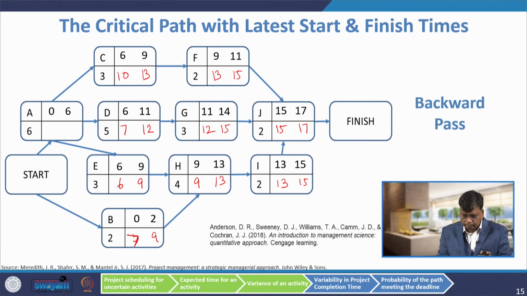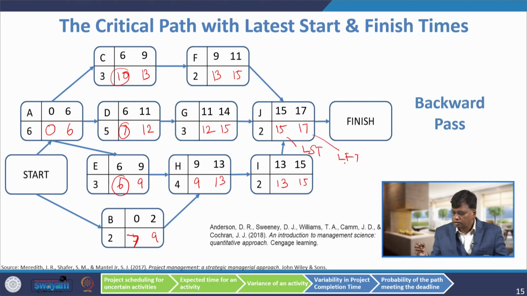Now, for activity A, there are 3 possibilities there, 10, 7, 6. So, the backward pass algorithm says that we have to take the lowest value, which is 6. So, 6 minus 6, 0. So, what it represents, for example, when I say 15, the 15 is latest start time, 17 is latest finish time, because of the notation I have used.